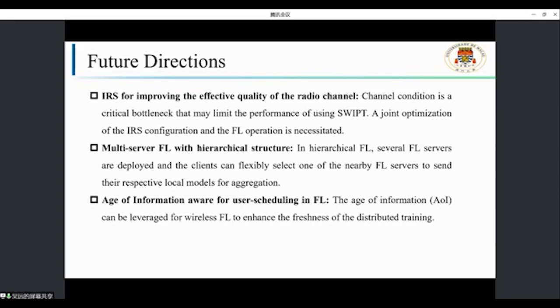The second one is that in our current work, we just consider one single server. So the next step is that we will consider more servers, which is a multiple-server FL with a hierarchy structure. And last but not least is the age of information aware user scheduling, because in federated learning, the local training takes time. So after the end client completes the local training, the local model is somewhat out of date. So we are going to introduce the AoI into federated learning, so as to improve the freshness of the distributed training procedure.